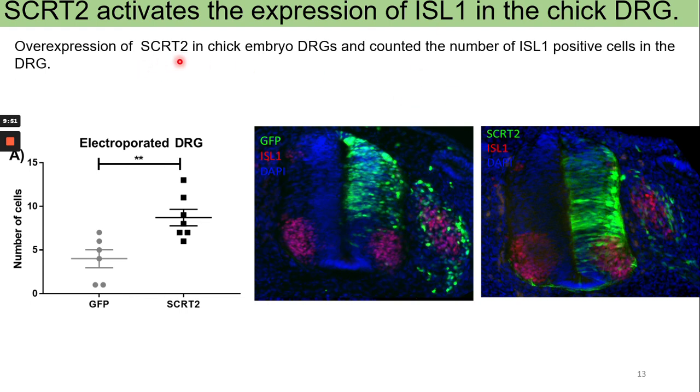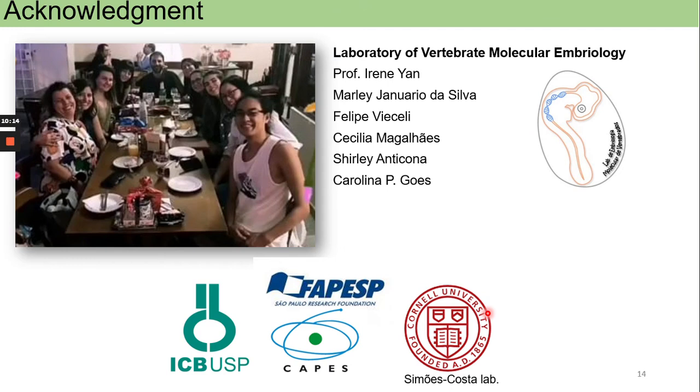we overexpressed Scratch2 in chick embryo DRGs and counted the number of Islet1 positive cells. So we can see that the DRG that overexpresses Scratch2 presented a higher number of Islet1 positive cells. So this indicates for us that Scratch2 activates the expression of Islet1 in the chicken DRG.